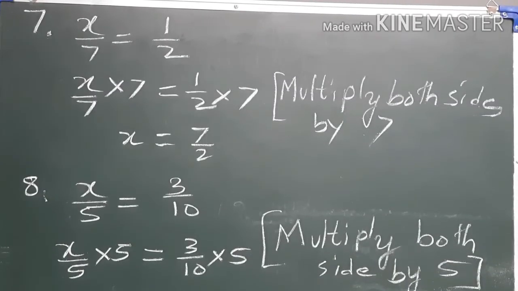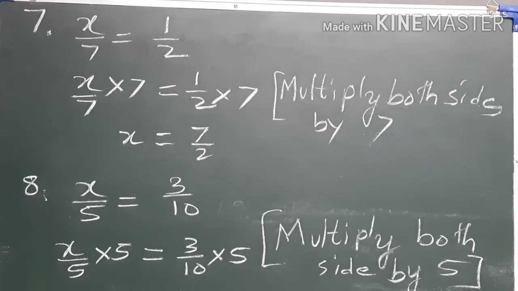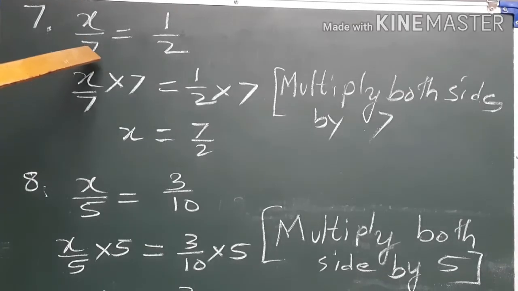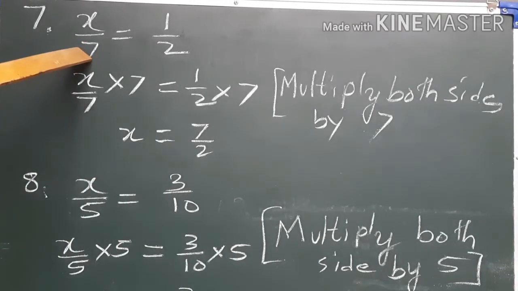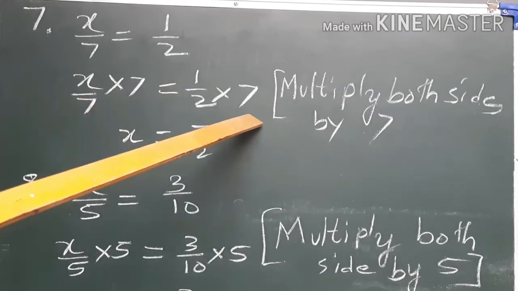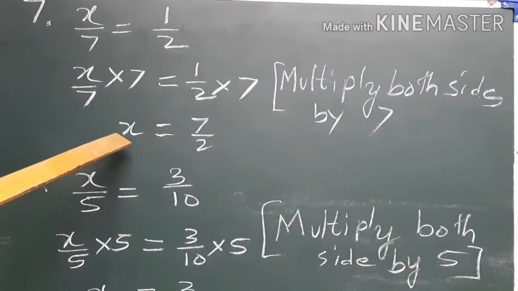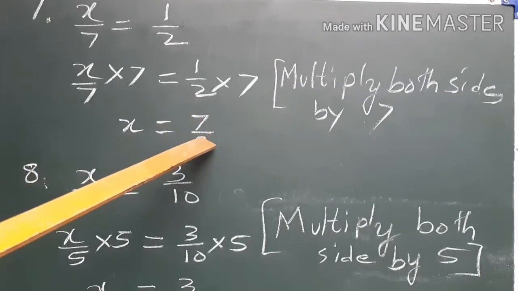Seventh question. The equation says x upon 7 is equal to 1 upon 2. Here we have to remove 7. In order to remove 7, we have to multiply 7 on both the sides. Multiply both the sides by 7. So we are left with x is equal to 7 upon 2.